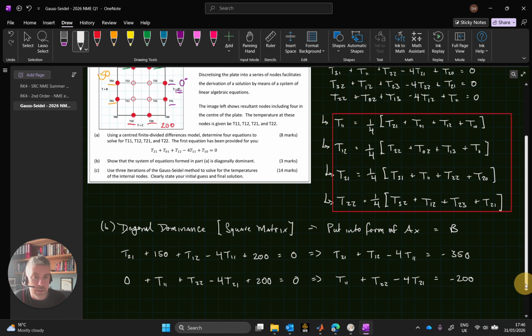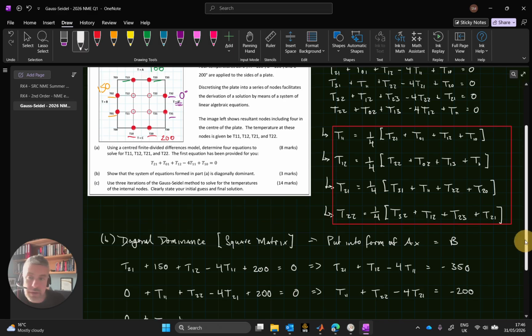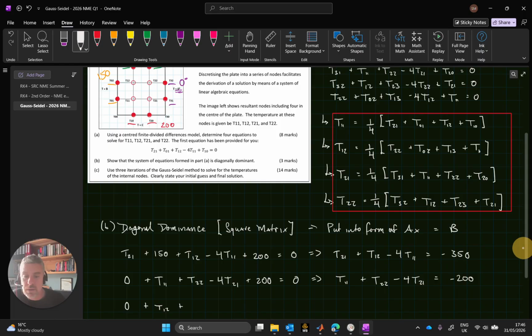All right, next one. Go for T32. So T32 is on the boundary. T32 is at 0 degrees as well. 0 degrees plus T12 is an internal node. Plus T23 is on the boundary. T23 must be up at the top that I've clipped off. It is, it's 100. T23 minus 4T22 plus T21 is on the boundary. T21 is not on the boundary, it's an internal node. Apologies. T21 is equal to 0.